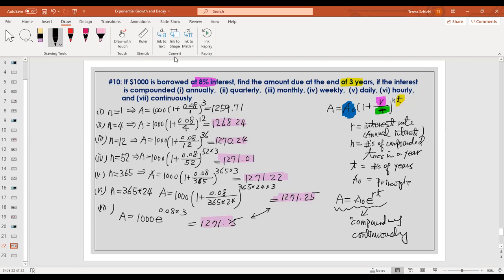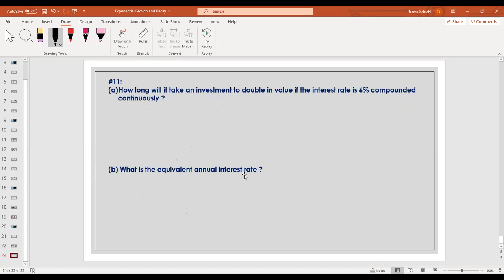It's not going to tell you that when you compound an infinite number of times, you're going to get an infinite amount of interest. That's not true. See here, it seems they converge to this number. So even if you compound continuously, you will only get $1,271.25. So the beginning jump is kind of big. Compounding 4 times instead of 1 time increases $9, and then it's still increasing, but the amount is getting smaller and smaller. Okay, so it's interesting.